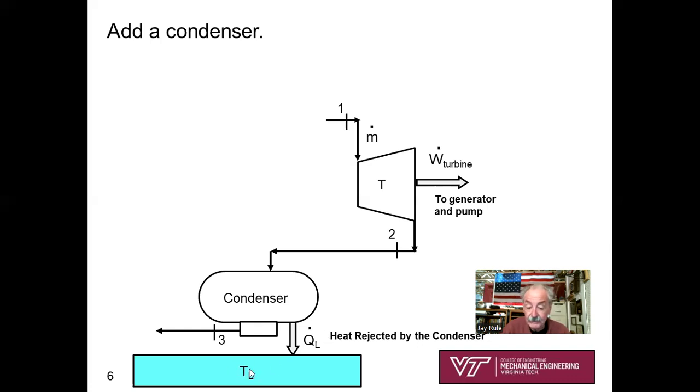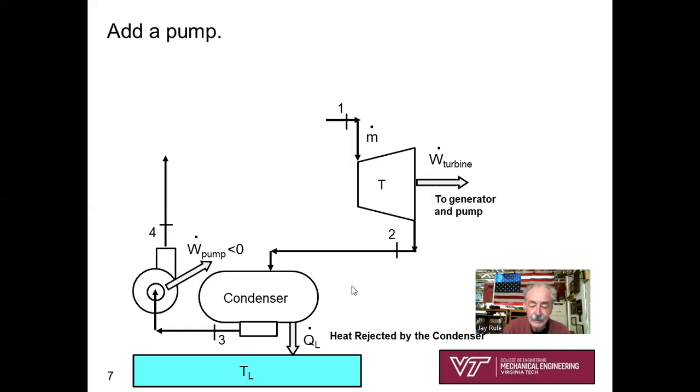Q dot is going to the low temperature reservoir. In the condenser, I don't see any W dot. That makes sense. The condenser is not lifting a weight. There's no shaft coming out of the condenser. We go into the feed water pump, and you see that I've depicted it as a centrifugal pump. You can go back and maybe look at some of my previous videos. I am showing W dot of the pump is less than 0, even though I'm showing my W dot arrow going out to state 4.